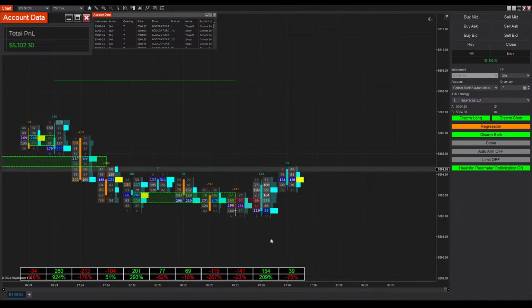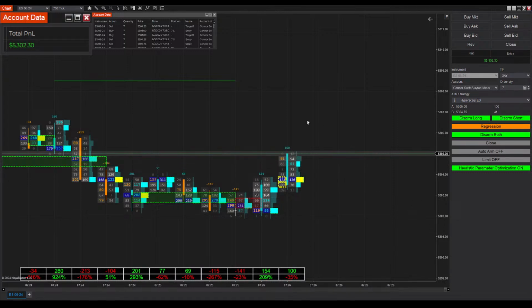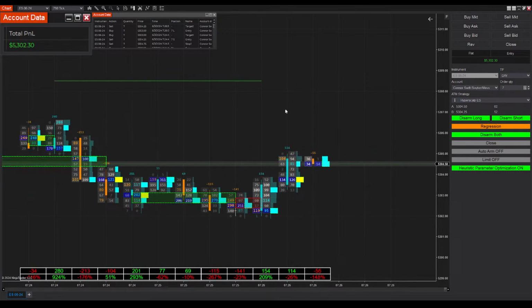Yeah, you can see there we ended up winning that trade. Now we're up to 5302. That's funny. I just called out 5302 as a level, and that is now our P&L. That's pretty hilarious.